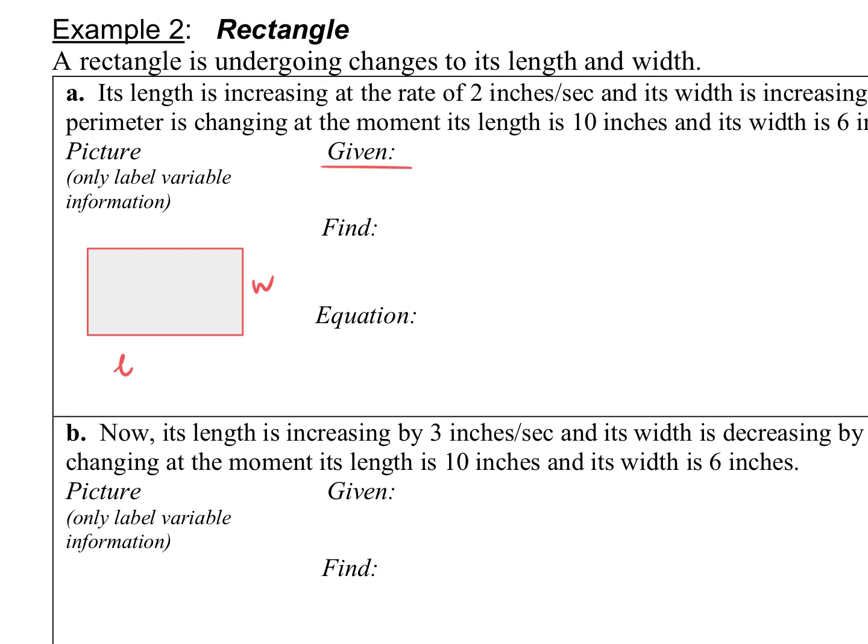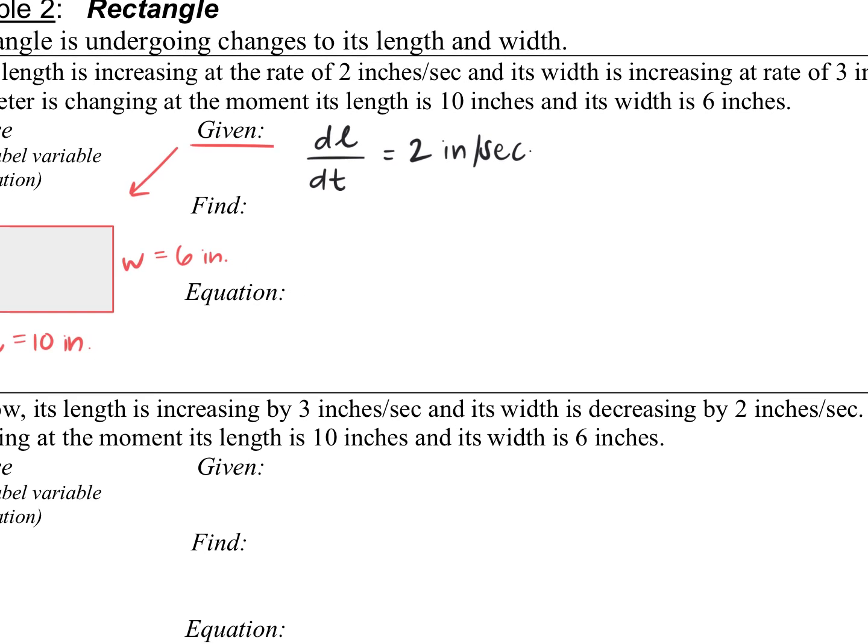So my given stuff, I'm going to just draw on my picture, or feel free to write it out as well. My length here is 10 inches. My width is 6 inches. That's the specific time we're looking at, when the rate of the length is 2 inches per second and the width is 3 inches per second. So I'm going to write that: dL/dt is 2 inches per second, and dW/dt is 3 inches per second.